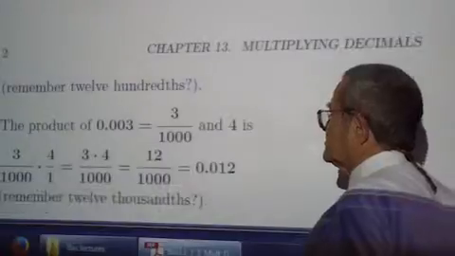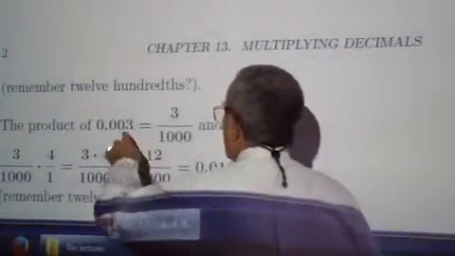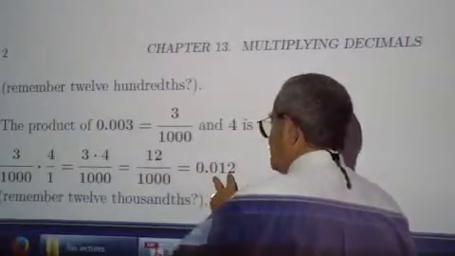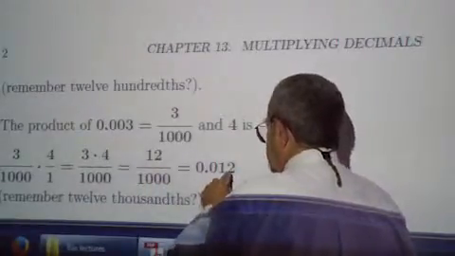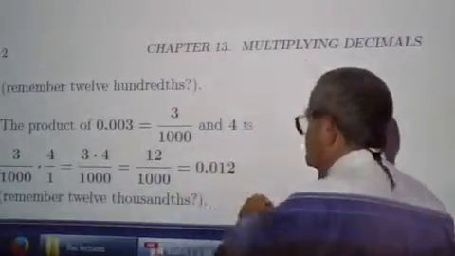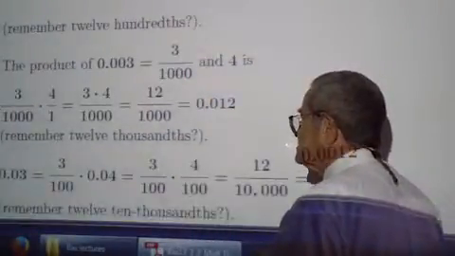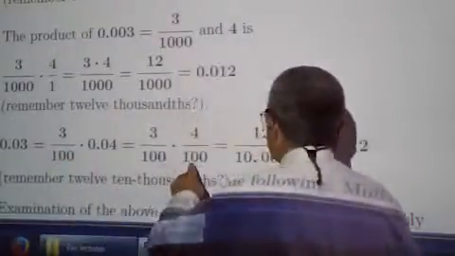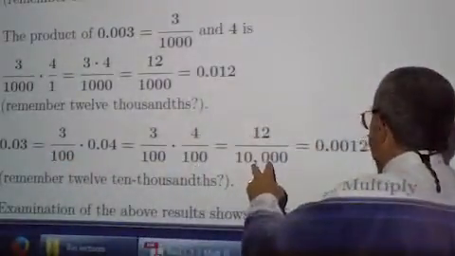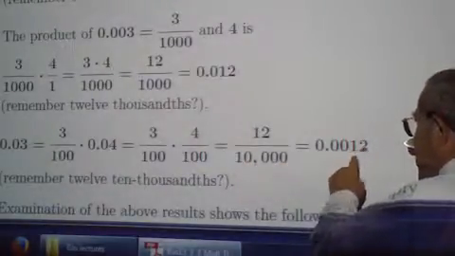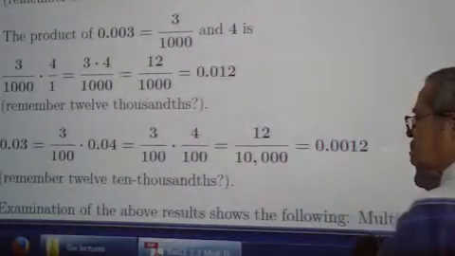I'm trying to find out what I can do with the decimal point. 0.003 is 3 over 1,000 times 4, that's 12 over 1,000, 12 thousandths. I guess the decimal point is 3 places to the left. Before it was 2 places and then 1 place. And if I multiply 3 hundredths with 4 hundredths, I get 12 10,000ths. The decimal point needs to move 4 places to the left.